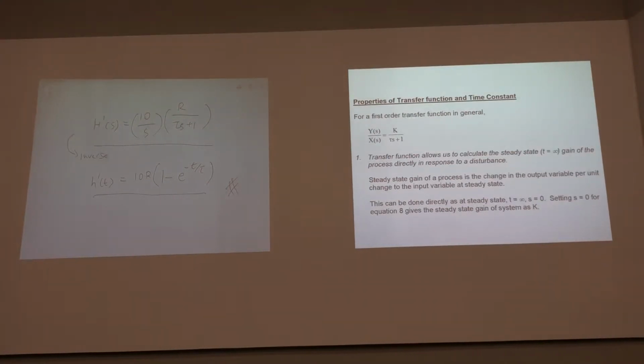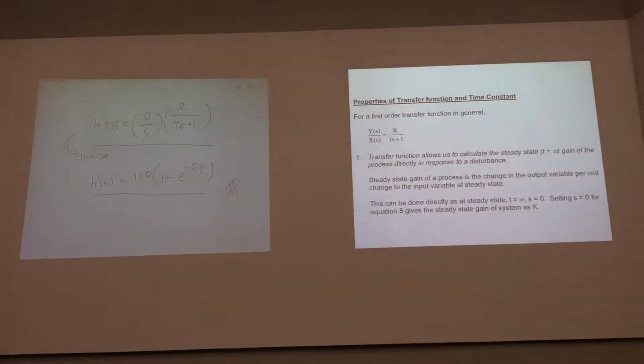So you can see the transfer function has quite a number of important properties, of the transfer function and time constant. What is time constant? Time constant is the tau, the AR. So the transfer function and time constant have some properties. There are three important properties that you all need to remember.